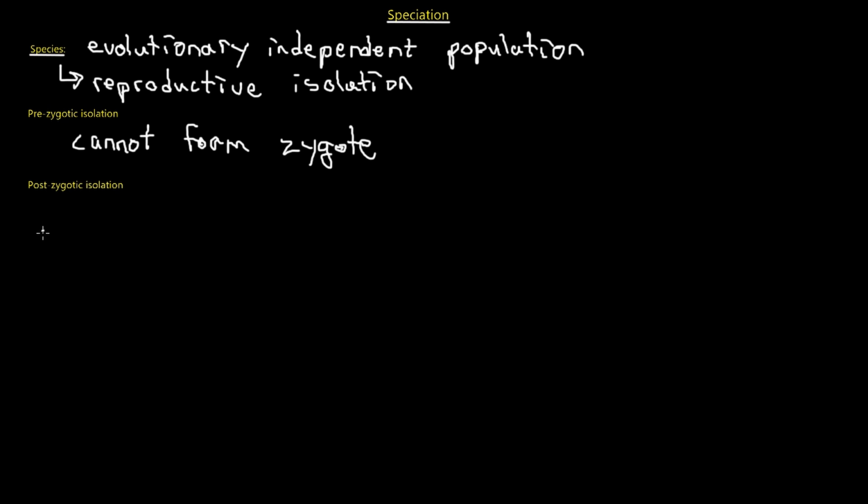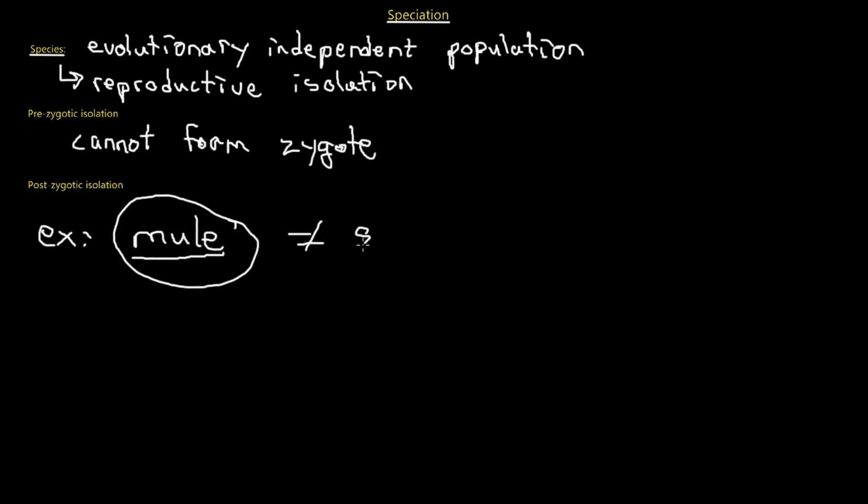So, for example, the best example would be a mule. A mule is not able to reproduce to make more mules. It is not able to really survive to the age where it's going to reproduce. So a mule is an example of postzygotic isolation because it's not a separate species. A mule is not a species. Why is it not a species? Because it does not have reproductive isolation. It cannot reproduce on its own.